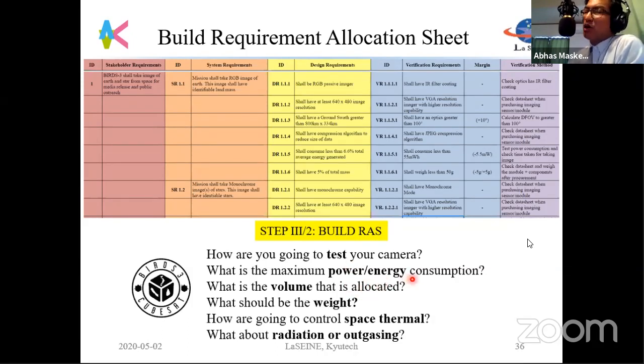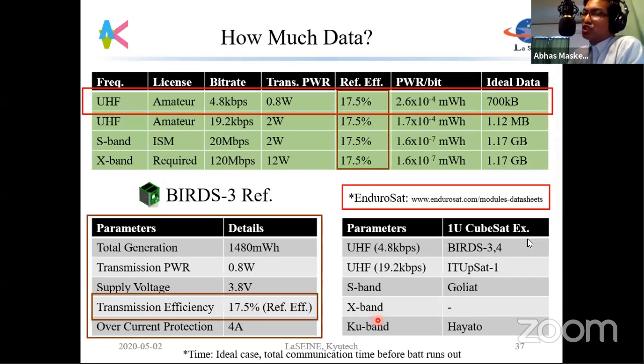What is the maximum power energy consumption? Very important aspect. What is the volume? Maximum volume that we can allocate. What about the weight? What about space thermal? There could be thermal expansion. What about radiation, outgassing? But I think the most important of all is the data. How much data can we take?